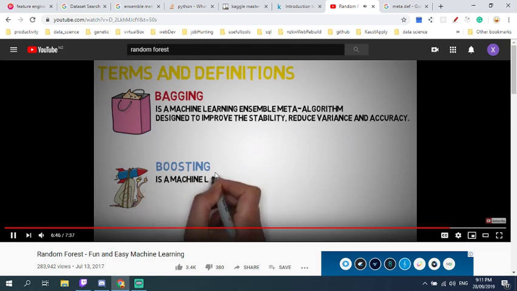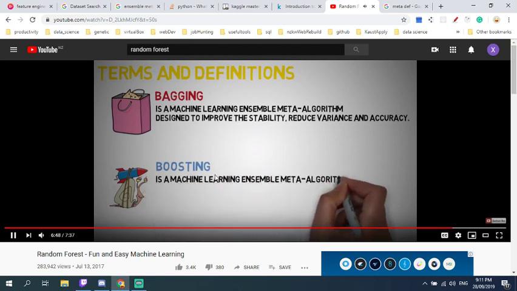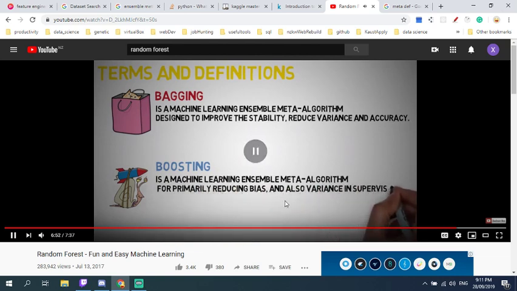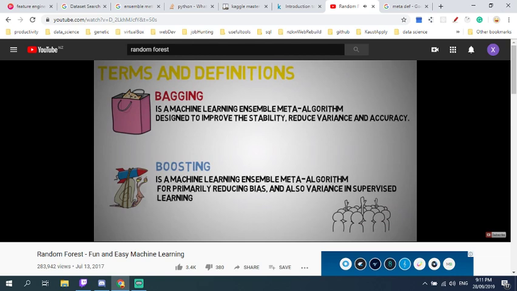Boosting is a machine learning ensemble meta algorithm for primarily reducing bias and also variance in supervised learning, and a family of machine learning algorithms which also convert weak learners into strong ones. Algorithms that achieve hypothesis boosting quickly become simply known as boosting.